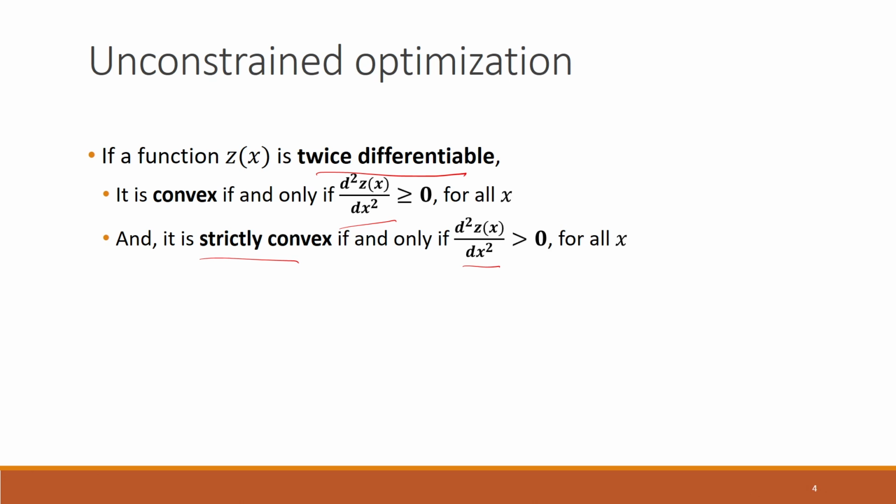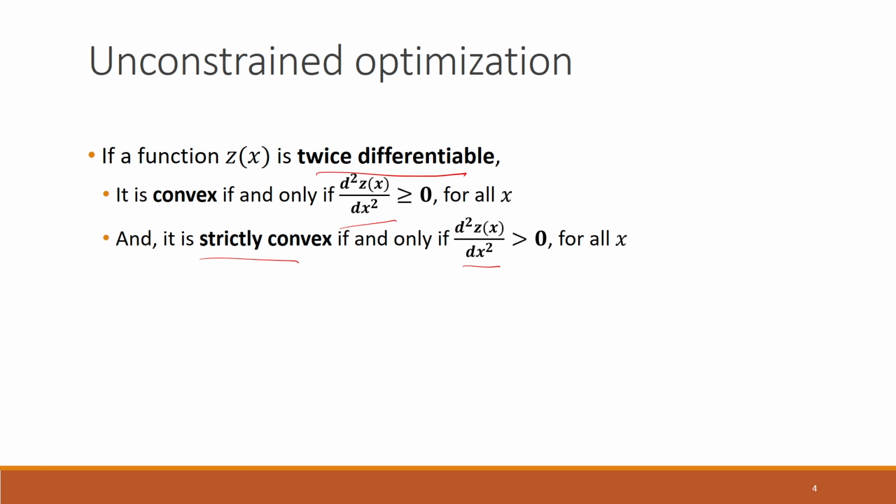For any arbitrary points we need to draw a line segment, and then see whether on all the points of this line segment it lies above the corresponding point on the function. So just checking this is not possible, because there can be infinite arbitrary pairs of points. Then we have to prove that condition mathematically, but even proving that may not be easy in many cases. Therefore this kind of definition is useful.